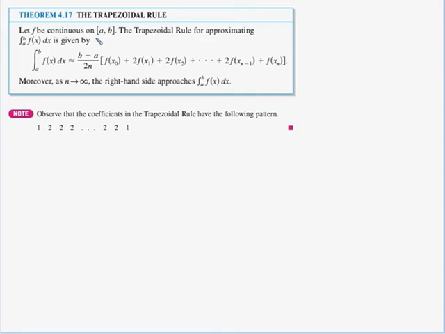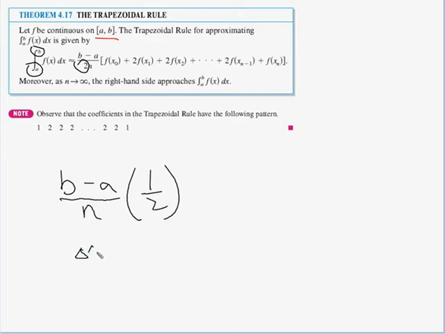Let f be continuous on the interval from a to b. The trapezoid rule for approximating the definite integral from a to b of f of x dx is given by, and there's our definite integral. f of x dx is approximately b minus a over 2n. Remember, b minus a is how we find the width of each partition, each delta x. That's the endpoints, b minus a, divided by the number n of trapezoids we want to cut this up into. And the 2 down there comes from the 1/2. So again, this is our delta x. The 1/2 is built into the trapezoid formula.